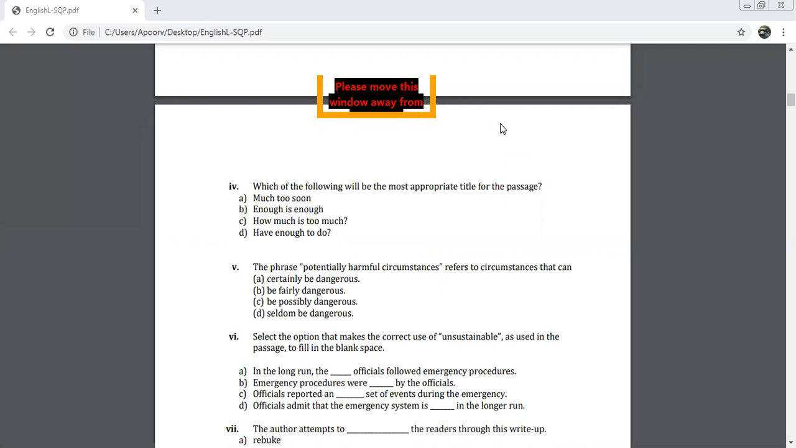Then wait for 2 minutes. Let me see how many have done. No one yet. No problem. Take your time because this is going to show your scores. This will tell you how much you are prepared for your pre-boards.